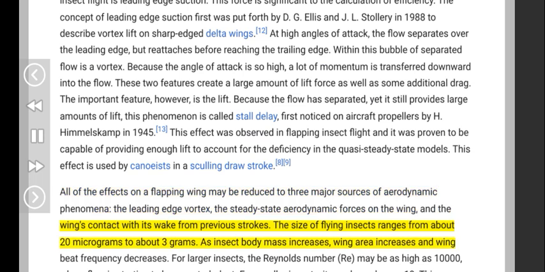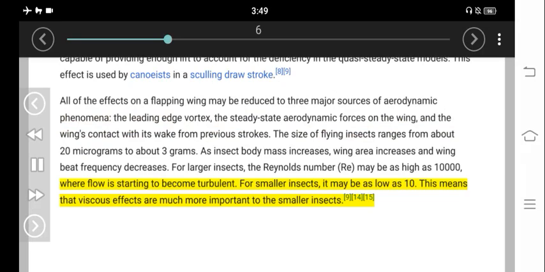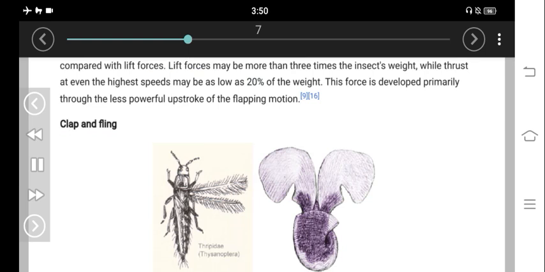The size of flying insects ranges from about 20 micrograms to about 3 grams. As insect body mass increases, wing area increases and wing beat frequency decreases. For larger insects, the Reynolds number may be as high as 10,000, where flow is starting to become turbulent. For smaller insects, it may be as low as 10. This means that viscous effects are much more important to the smaller insects. Downstroke. Upstroke.